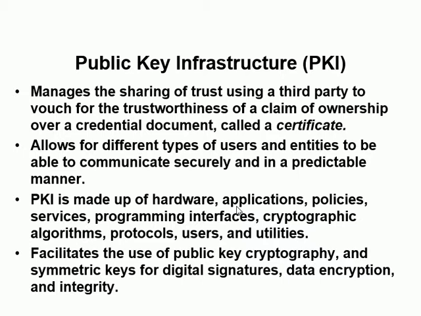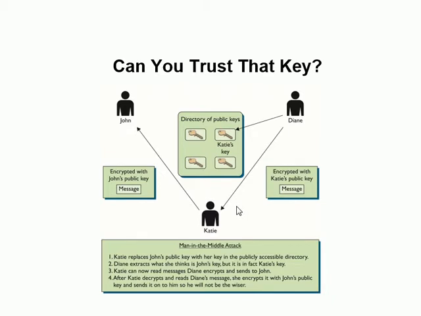But as I described in the previous unit, what happens if two people are trying to exchange those public keys and one of them gets intercepted by a third party? How do I know if that's really the key of the person I want to speak with? How can I be assured that when I secure a message with a key, it's really their key and not somebody else's key that's going to eavesdrop on the message and then send it on to that other party? So it allows different types of users and entities to communicate securely in a predictable manner. In other words, we can vet those keys, and we're going to talk more about this in just a few minutes. So can you trust that key?